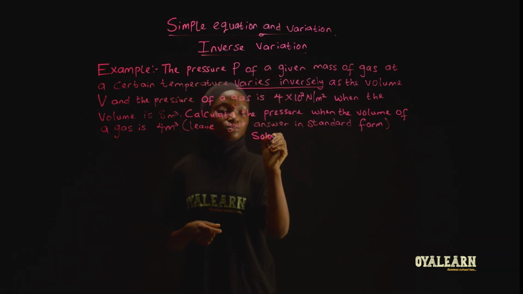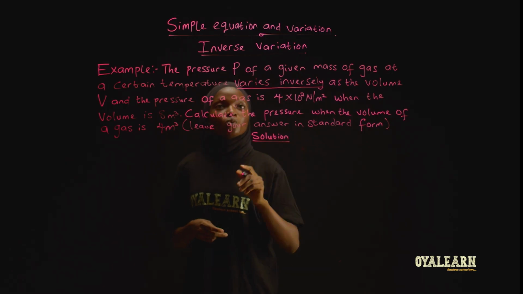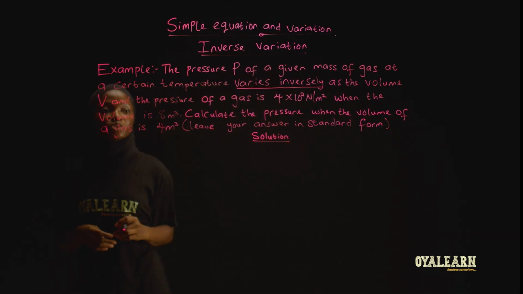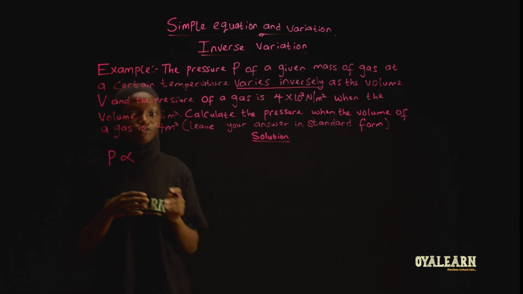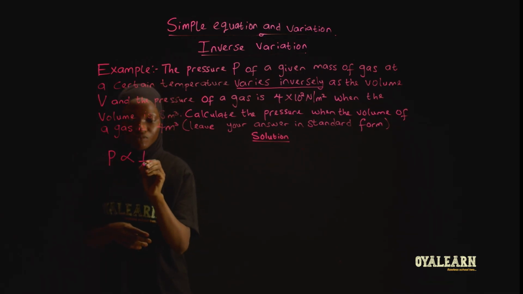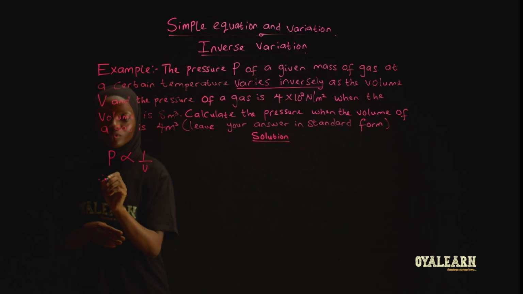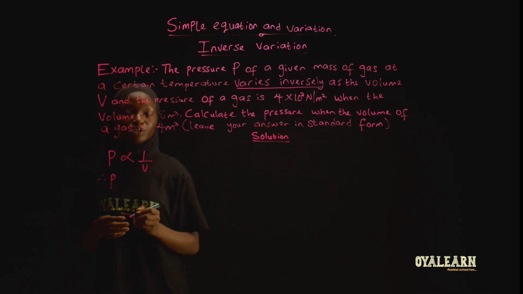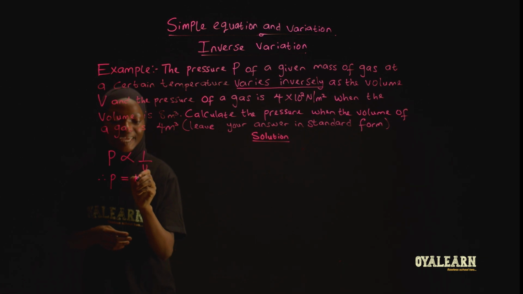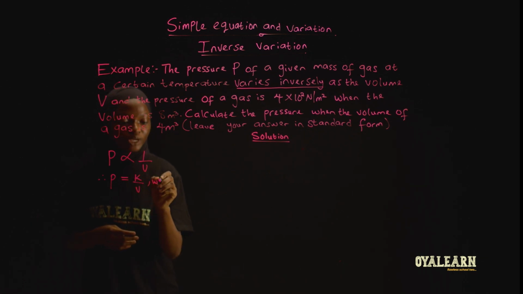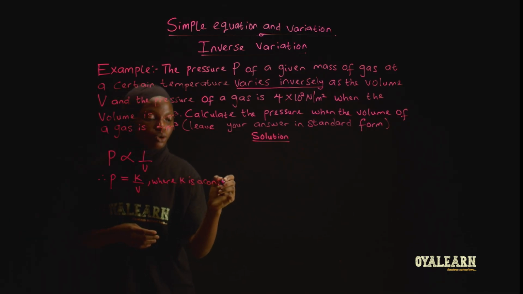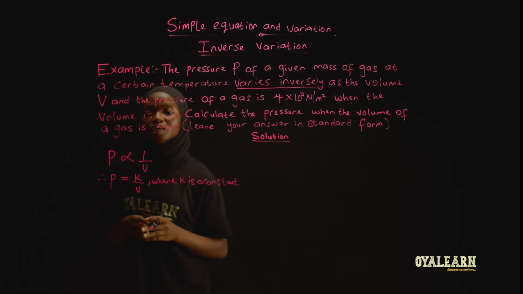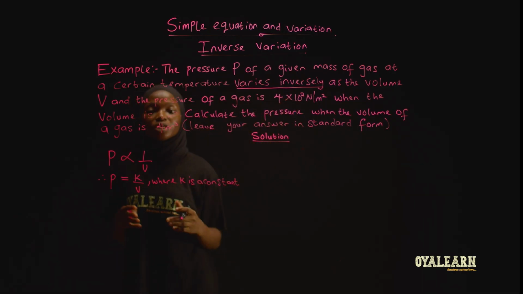Solution. We interpret the first part of the question first, which says P varies inversely as the volume, that is, P varies as 1 over V. So that means we include our constant of variation. So P equals K over V, where K is a constant. Same thing here, we try to find the value of our K first by using the two values of the pressure and volume that we were given at first.